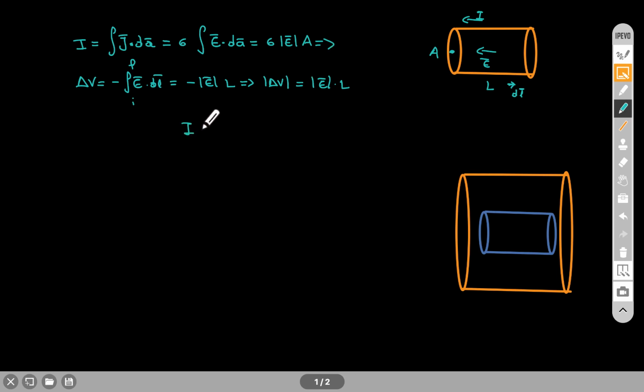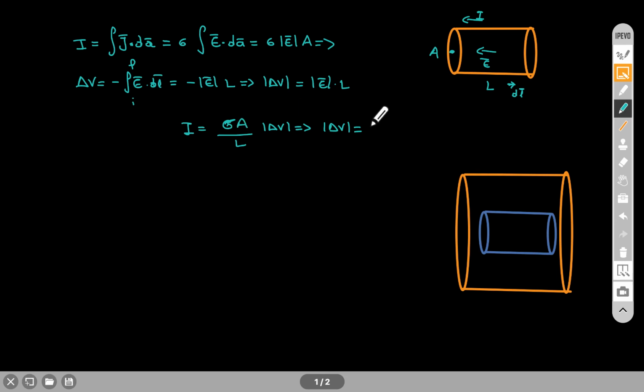Let's say I'm gonna move on. This is equal to sigma A over L times the absolute value of delta V. Now, the way that I like to remember this expression is delta V equals IR.